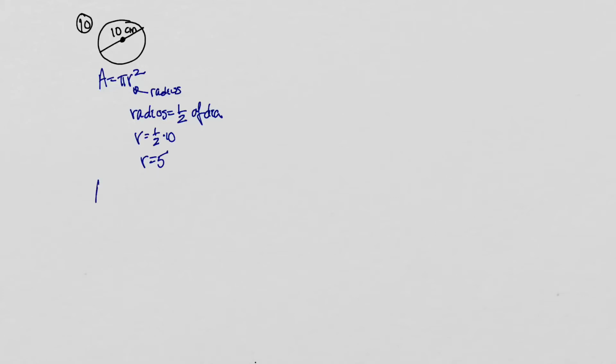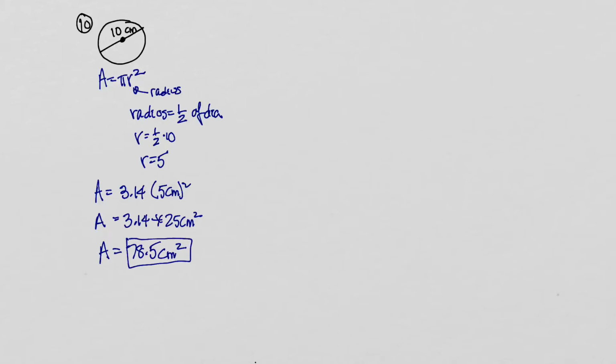I'll put these numbers in here. We'll get the area is 3.14 times 5 centimeters squared. And that multiplication gives me 78.5 square centimeters for the area of this circle.